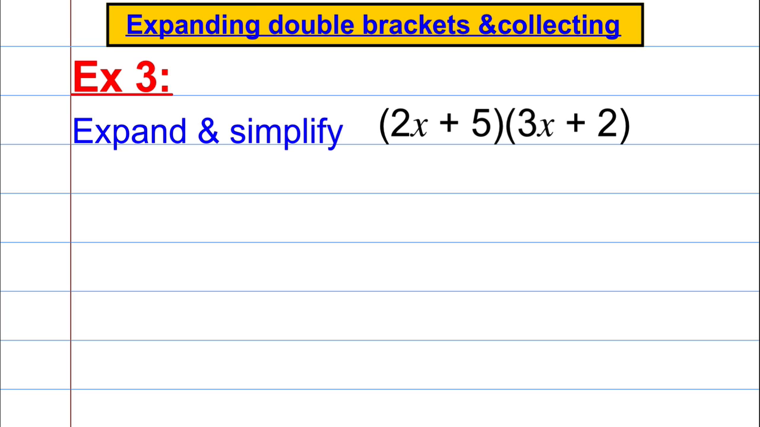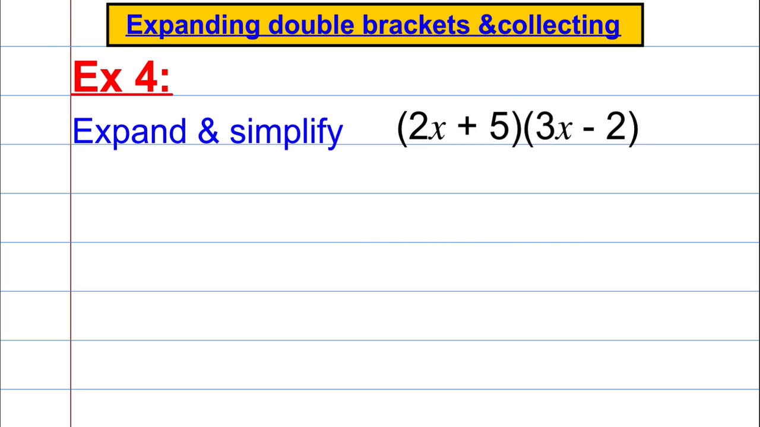So, this time, I'm going to do this multiplied by this to give me 6x squared. I'm going to do this multiplied by this, and I'm going to add this multiplied by this together. So I'm going to do 2x multiplied by 2 is 4x, 5 multiplied by 3 is 15x, 4x add 15x is 19x, so it's going to be add 19x, and then I'm going to do the 5 multiplied by positive 2, which is positive 10.